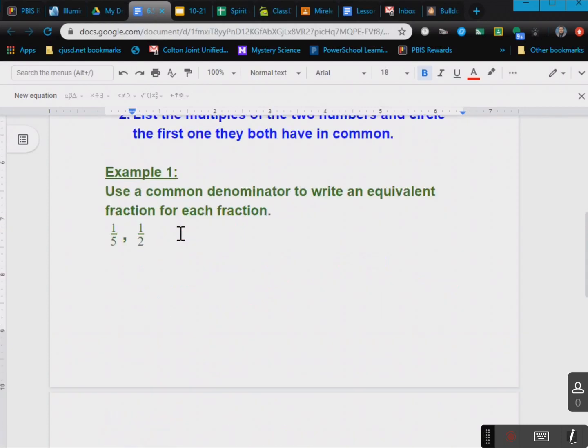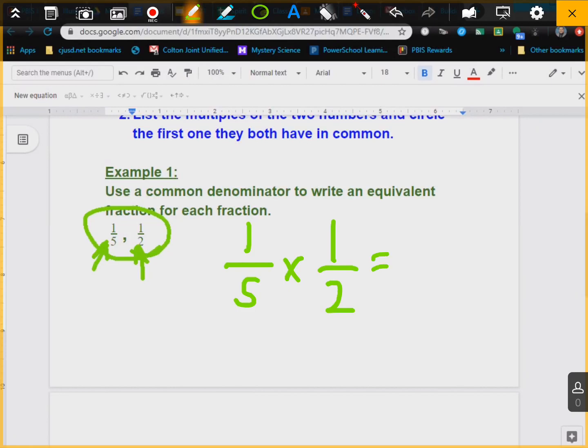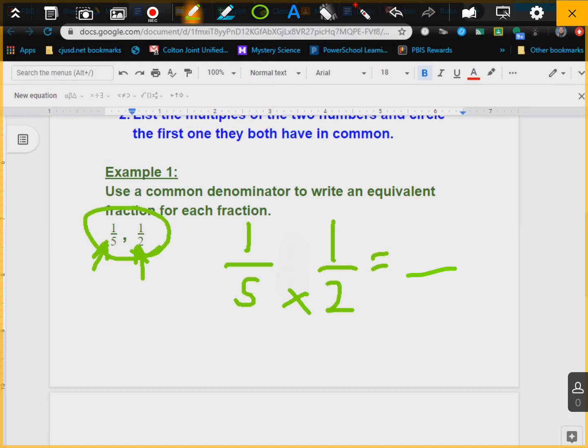Example 1 says use a common denominator to write an equivalent fraction for each fraction. So you're going to find a common denominator between these two, and then you're going to make equivalent fractions. Something that's equal to 1/5, something that's equal to 1/2. What we can do to find a common denominator is just multiply the denominators together. We can just multiply 5 times 2, and that means we get a denominator of 10.